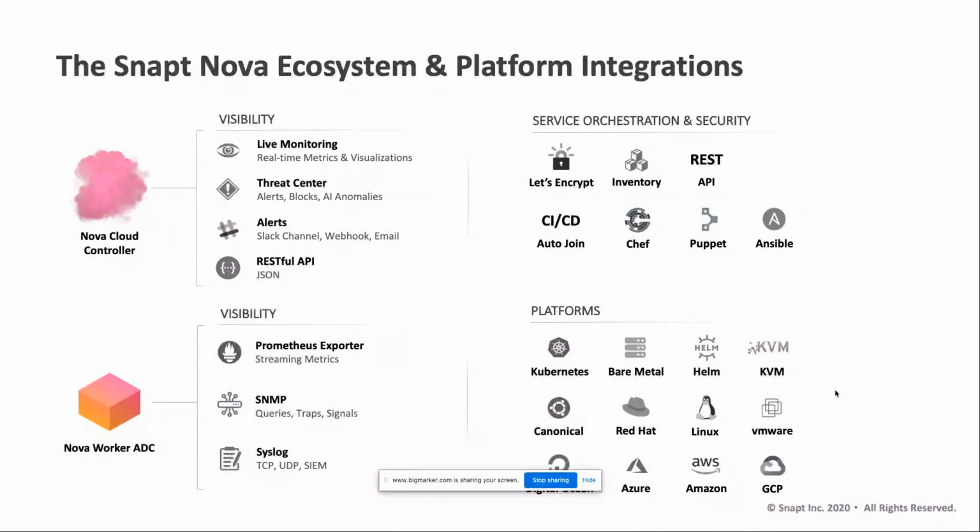From an integration standpoint, we've invested quite a bit of work in ensuring that the entire platform can be deployed in a matter of seconds. That is facilitated by leading automation systems such as Chef, Puppet, Ansible, and Terraform, where you can define a declarative configuration that can immediately spin up a Nova ADC, register it with the Nova Cloud Controller, and you're ready to go and start securing and balancing traffic to your upstream and backend nodes.